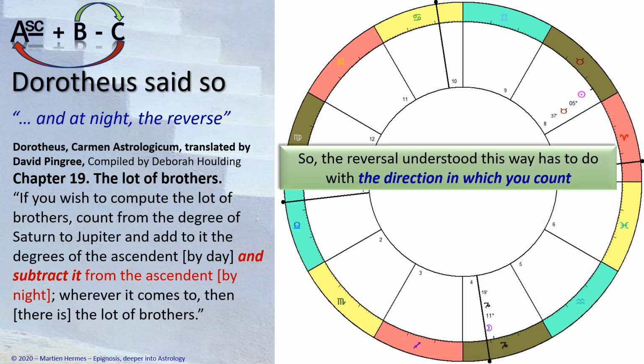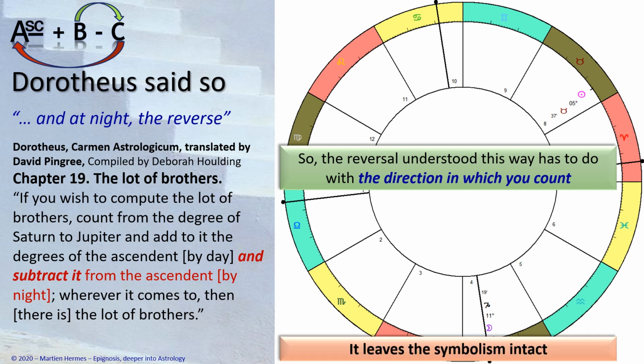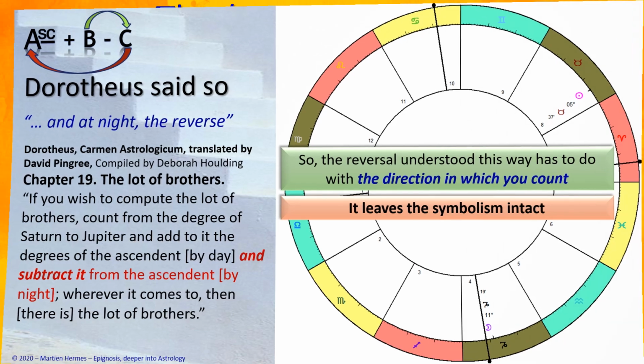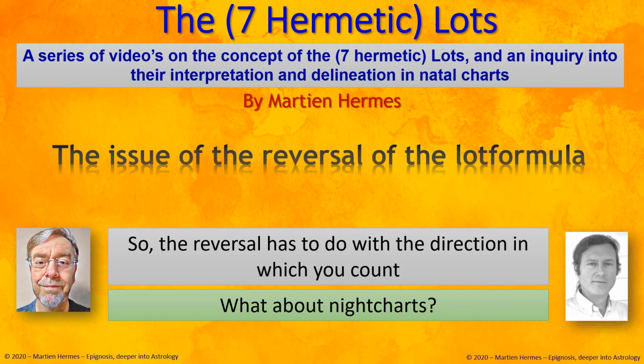So the reversal understood this way has to do with the direction in which you count. And my main point is that it leaves the symbolism intact. The symbolism is not violated by reversing the planets used, but by reversing the way in which you count, and that leaves the symbolism intact. Okay, so now we have looked at a day chart. Now what about night charts? So let's have a look at that.